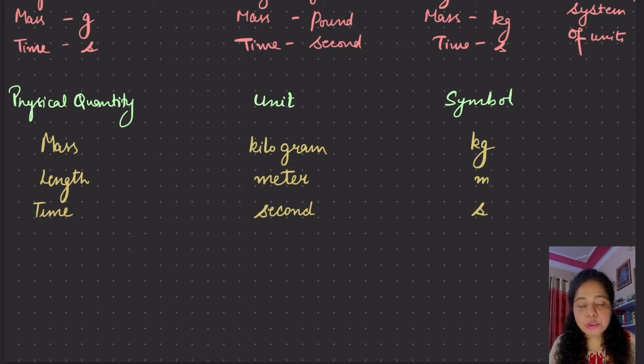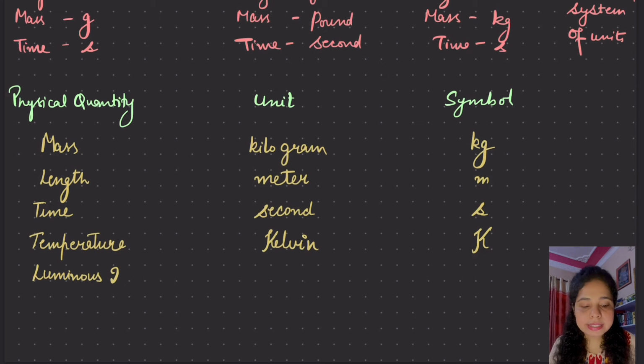Then we have the fourth physical quantity, that is temperature. We can also say it is thermodynamic temperature. Its SI unit is Kelvin, and it is represented by capital K. Then the fifth fundamental quantity is luminous intensity, and its SI unit is candela, C-A-N-D-E-L-A, and its symbol is cd, capital C, small d.